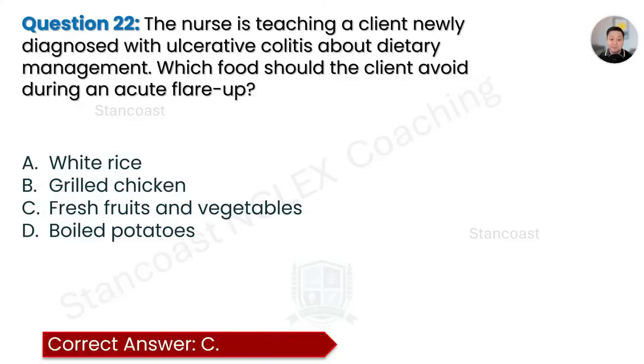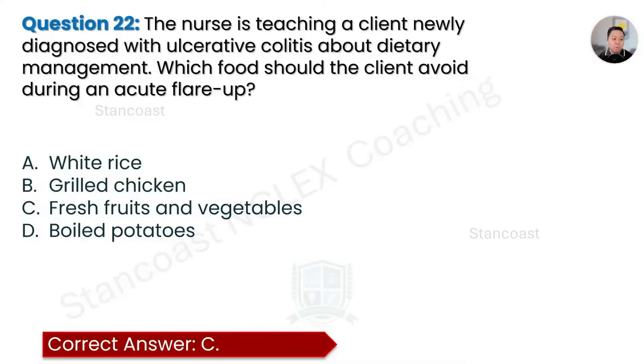We know that high fiber foods such as fresh fruits and vegetables are irritants. This is not going to help whenever there is inflammation of the bowel. This can only exacerbate diarrhea. It can also cause abdominal pain. So you need to avoid these foods, or you teach the patient to avoid these, especially during periods of flare-ups.